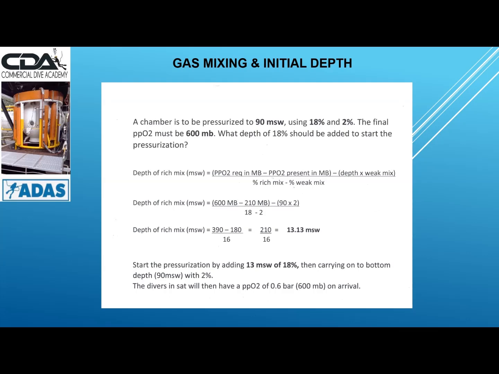I'll read it out aloud. The chamber is to be pressed to 90 metres using 18% and 2%. The final PPO2 must be 600. What depth of 18% should be added at the start of the pressurisation? Now there's our calculation. I strongly recommend you write this down somewhere and try to memorise it. So we're trying to find the depth of the rich mix, or initial depth, some people call it.